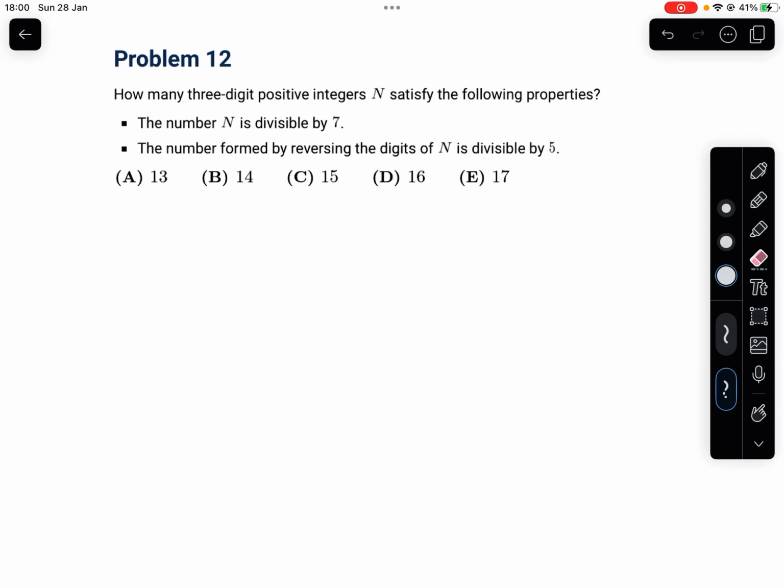Problem 12. How many 3-digit positive integers n satisfy the following properties? The number n is divisible by 7. The number formed by reversing the digits of n is divisible by 5.